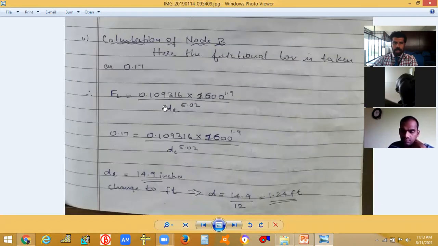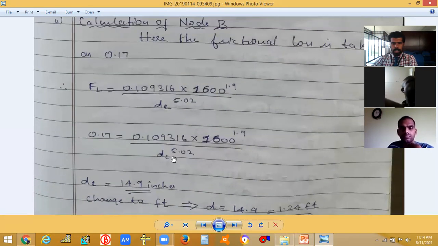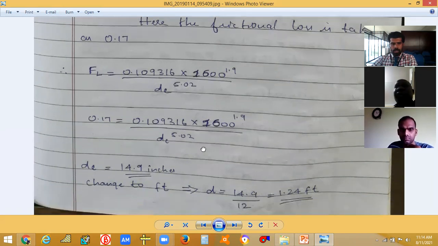Calculation of node D. FL equal to this, right? So here D will be going to this side and 0.17 will be coming to this side, and you will be getting an answer for this, right? So D raised to 5.02, you will be getting an answer. So D equal to this answer raised to 1 by 5.02. You will be getting 14.9 inches as the answer. Just see whether you are getting the answer or not.